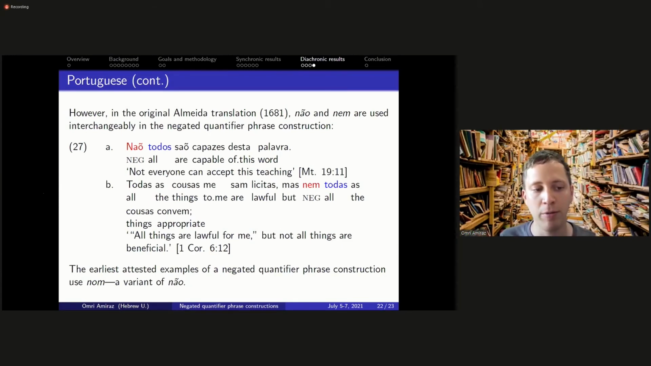And if we go even further back in time, we see that the earliest attested examples of a negated quantified phrase construction use nom, which is a variant of não. So actually Portuguese is an exception that proves the rule, because we see that originally indeed the same marker was used in both of these constructions, but later for some reason speakers began to use nem, and it took over, and now it's the only option in present-day Portuguese. And I don't know why this change happened.